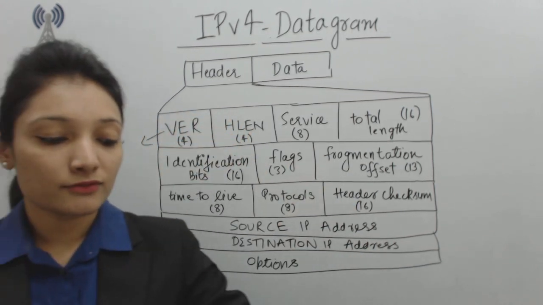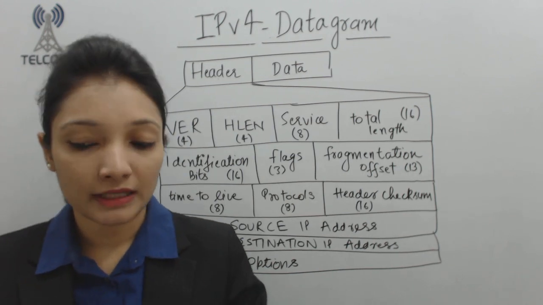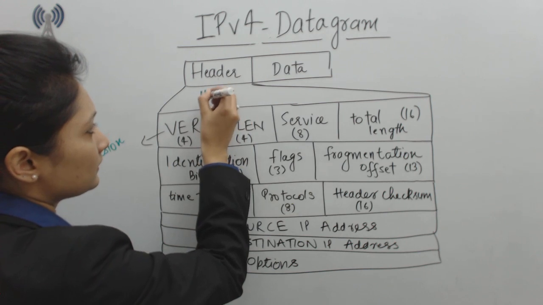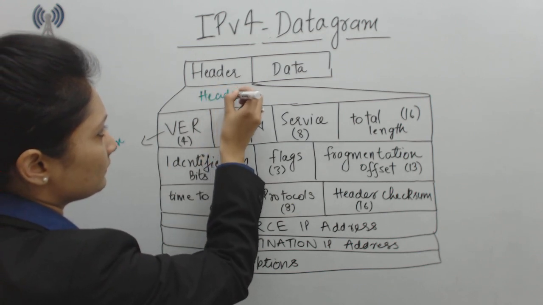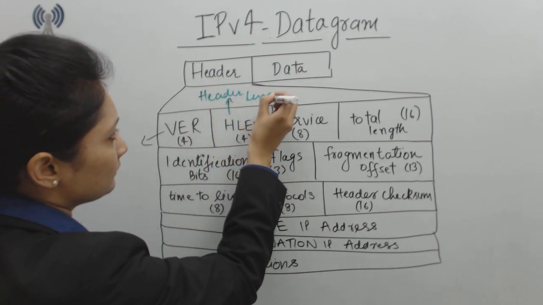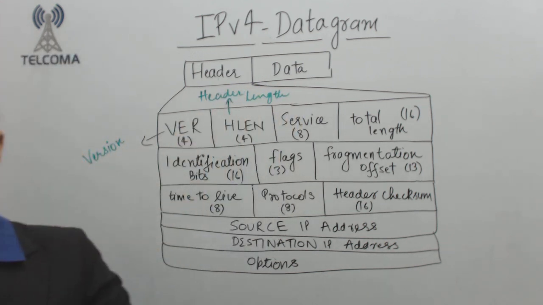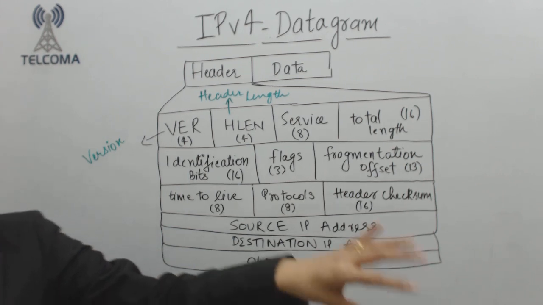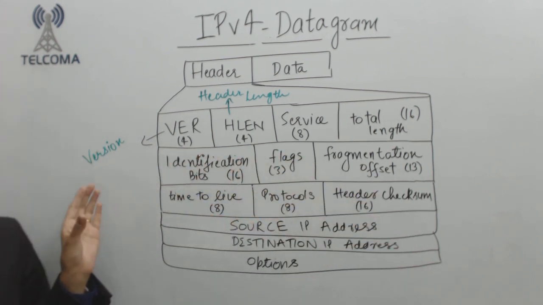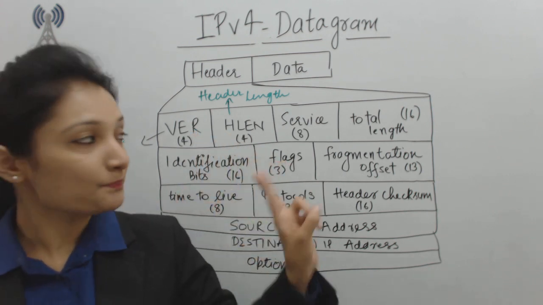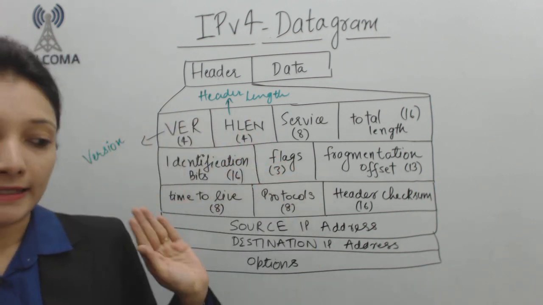Now, the next field is the header length. Header length is also a 4-bit field, which defines the total length of the header. This is required because the length of this field is variable. So this is the header length.